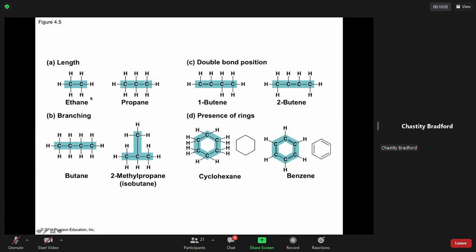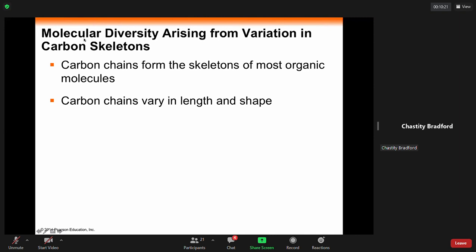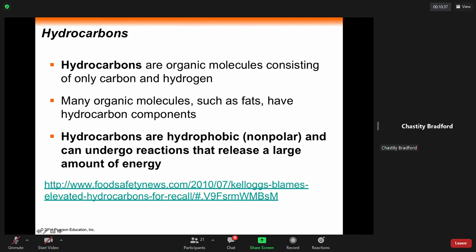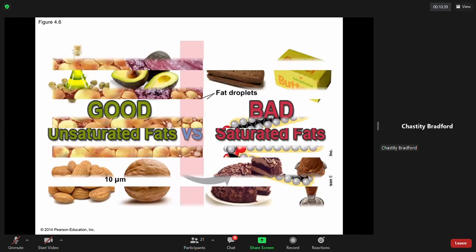They can vary in length. Look at ethane, 2 carbons, propane, 3 carbons in its chain. Look at B. They can branch off. Look at C. You can have a double bond position with these carbons. Look at D. We can have rings. So here are 4 examples of how carbon skeletons vary. Everybody understand that? These are skeletons, right? Carbon skeletons, how they can vary. Is that clear? Everyone, you got to talk to me so I know.